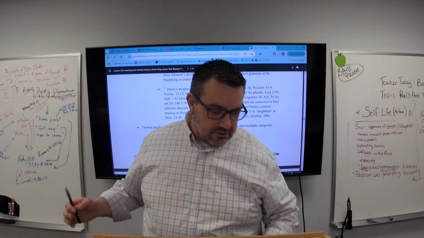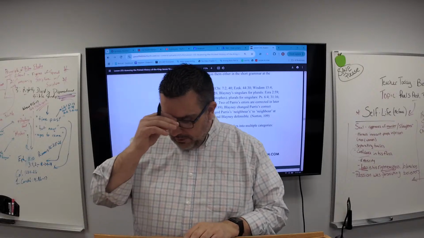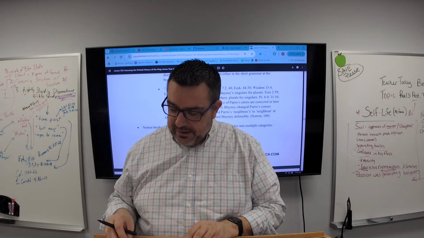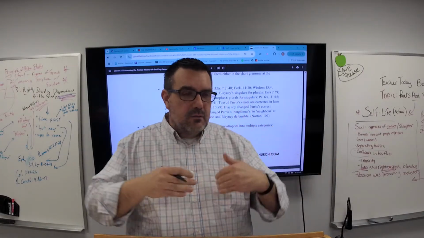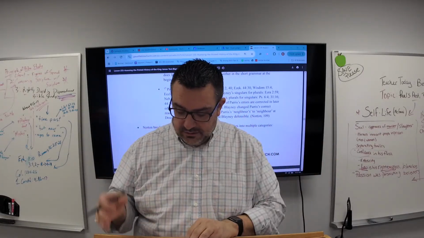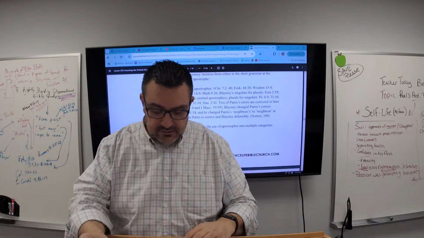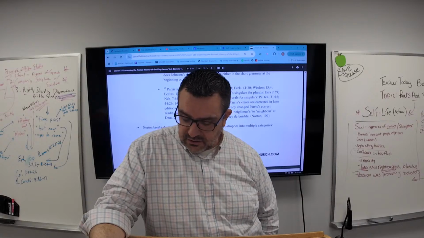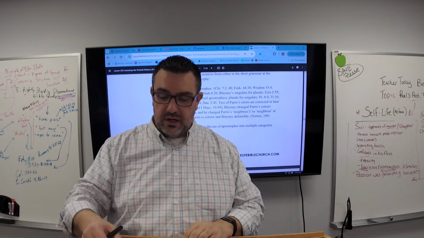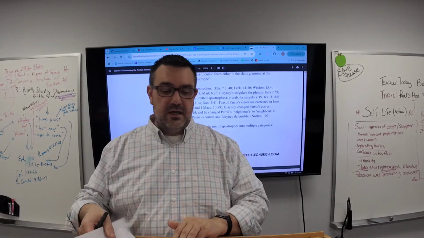So look at the bottom of page 9. Norton breaks down his discussion regarding the use of apostrophes into multiple categories. He essentially talks about 3, in the way I understand the footnote. Okay, he talks about Paris's misplaced apostrophes, Blayney's singular for plurals, and then he talks about Blayney's changes to Paris's readings. Okay, so go to page 10.